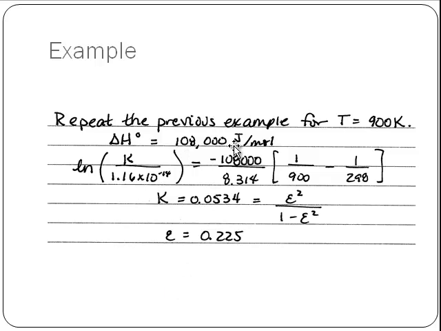Now delta H for the reaction is 108,000 using heats of formation across the reaction. R is 8.314. My temperatures are 900 and 298. I just calculated that K is 1.16 times 10 to the negative 4. So if I solve this equation for K at 900 Kelvin, I find that it is 0.0534, much, much larger. When I solve for epsilon here, I now find that epsilon is 0.225. So instead of the reaction barely progressing, the reaction now is going to be very substantial.